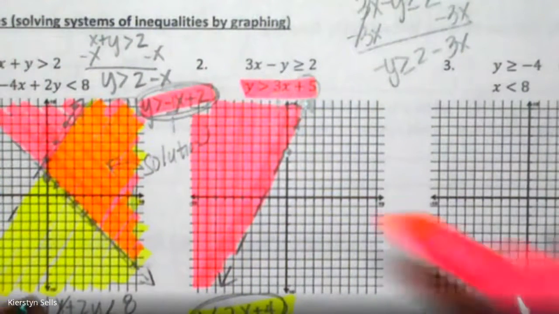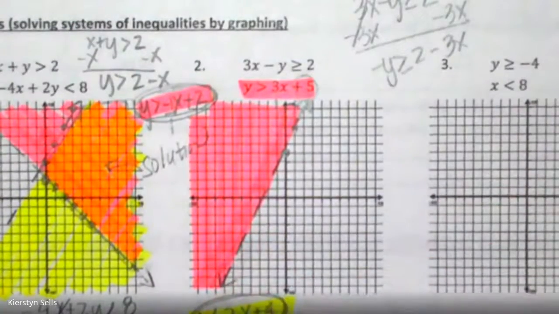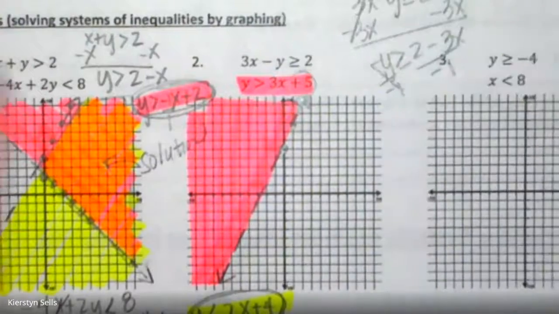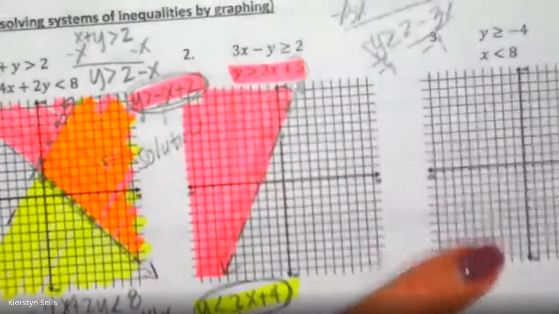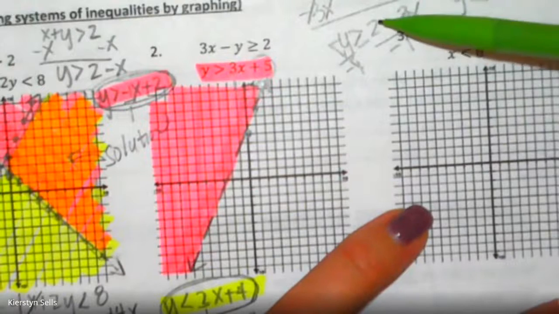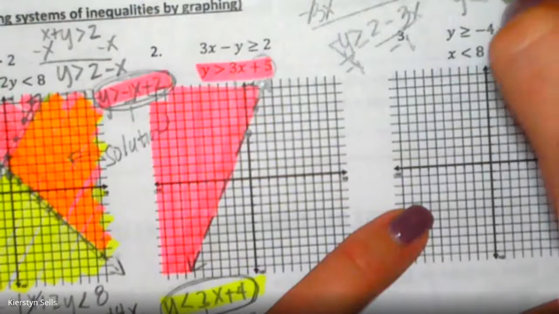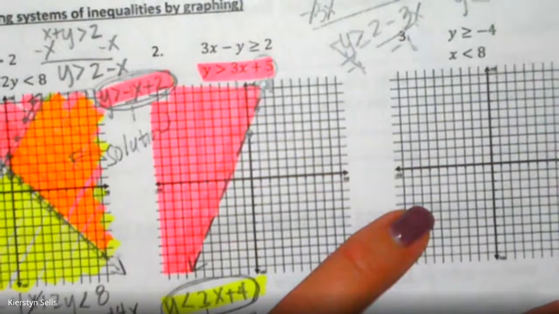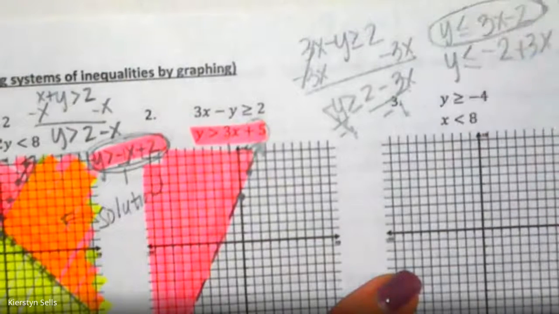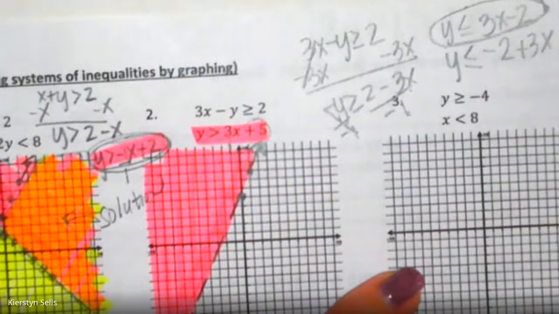Okay, what's the last step? Divide by negative 1. And what happens when I divide by negatives? Switch the comparison. So this is going to become y less than or equal to, what is 2 divided by negative 1? What is negative 3x divided by negative 1? Positive 3x. One more rewrite if you need it. y less than or equal to 3x minus 2. And that's what I'm going to graph. Solid line. It is a solid line. You are correct.